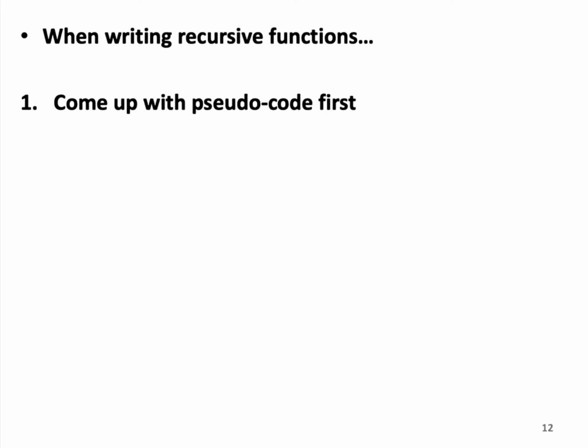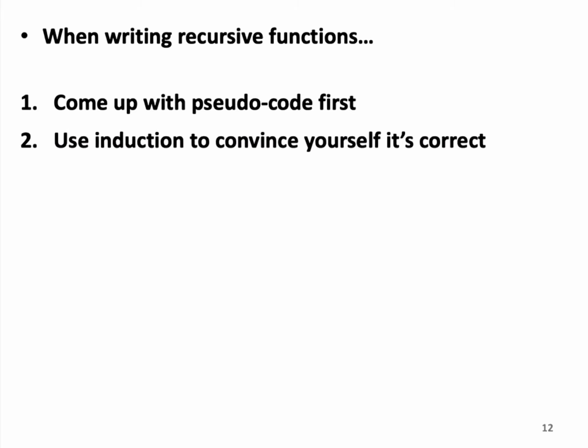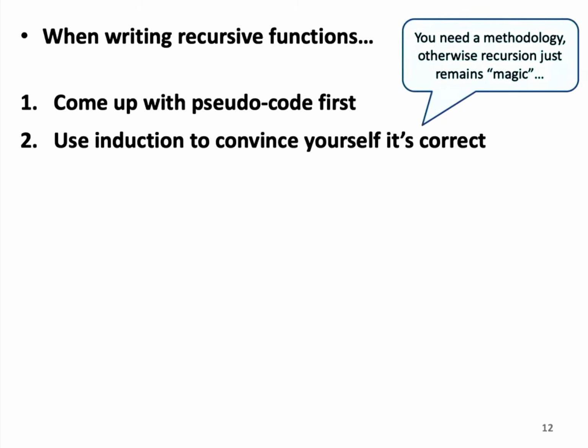So when we're writing recursive functions, one thing to make note of is that before we jump into the actual code, it's good practice to come up with pseudocode first, and then essentially use induction to convince yourself that it's correct. In induction, you have a base case, and then you have the inductive case. Your recursive case is also your inductive case, where you're applying that same procedure onto a smaller part of the set each time. That's essentially the way to go around recursion.